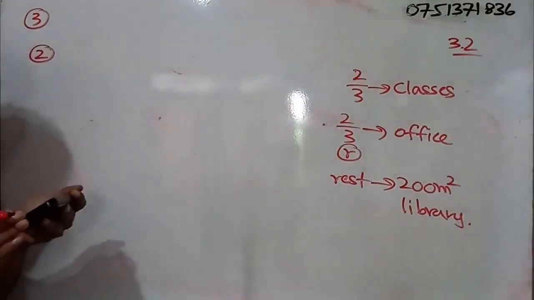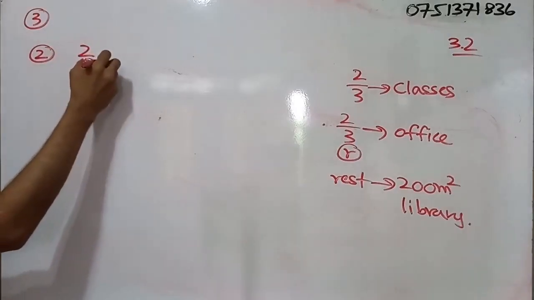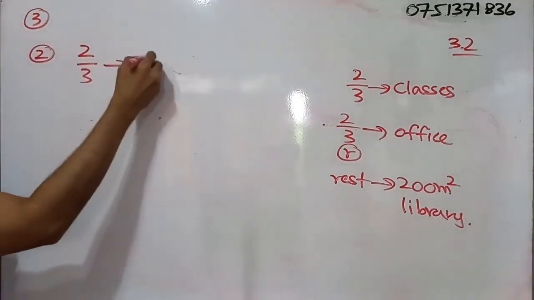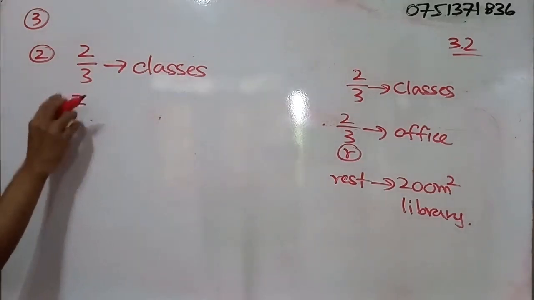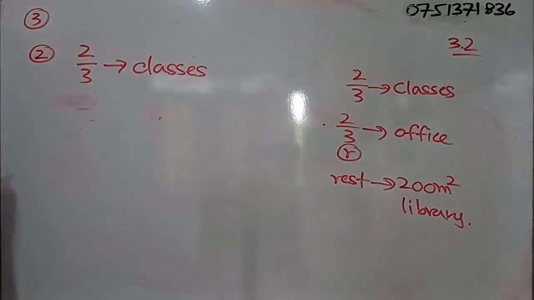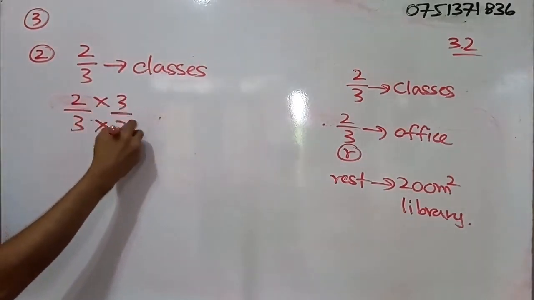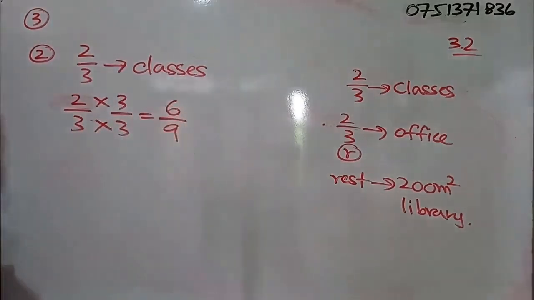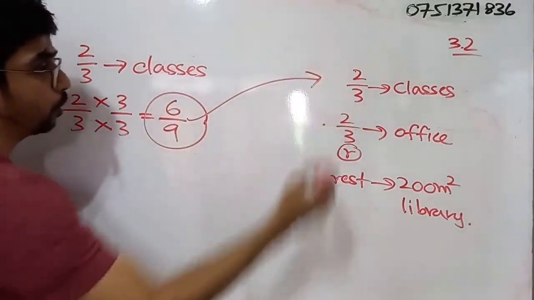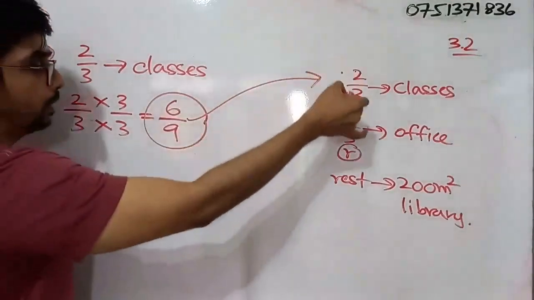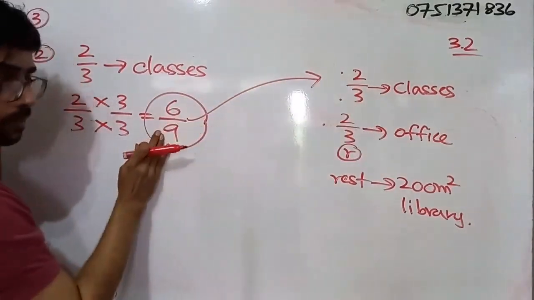Then part 2. What fraction of the whole area has been allocated for the library? So 2/3 has been allocated for classes. Right? So we convert 2/3 into a fraction where the denominator is 9. I will multiply the numerator and the denominator by 3. So we will get 6/9. This is the amount of space for classes. So you can see that 2/3 and 6/9 are equivalent fractions. That means instead of this, I can use this fraction.